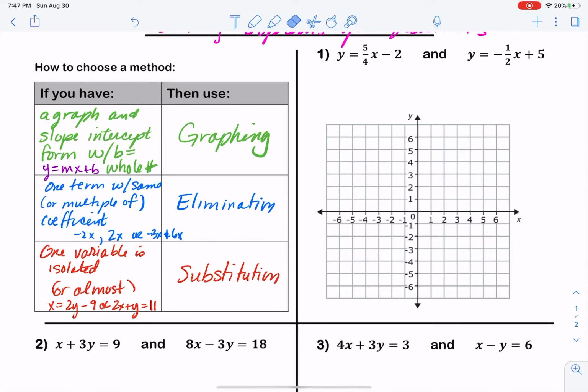So when you have a graph, which we have here, and the equations are in slope-intercept form, and when I isolate my slope and my y-intercept, this is a whole number. I can graph that. Fractions make it hard, so we want to have whole numbers to make it easier. So when I graph that line, 0, negative 2, and we go up 5, right 4, up 5, right 4. And there is line 1.